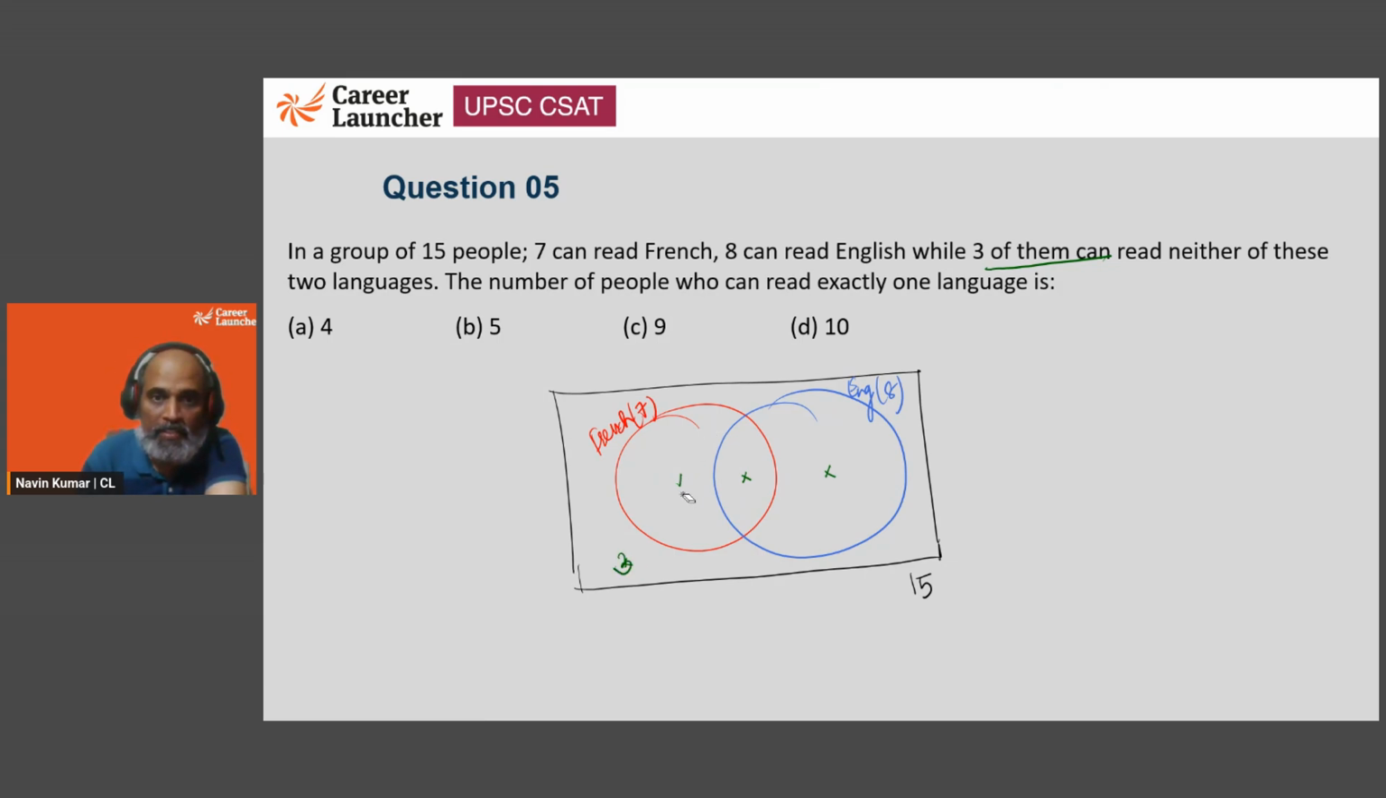Now the question asked is the number of people who can read exactly one language. So I'm going to consider this to be X. Now if I look at the red circle, that's the French one, that set's overall sum should be 7, out of which we already have X. So this is supposed to be 7 minus X, such that 7 minus X plus X will result in 7.